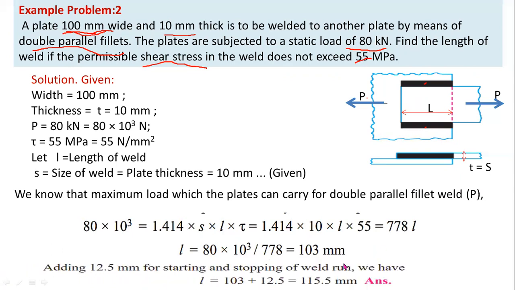After that, you have to add 12.5 mm for starting and stopping of the weld run. So the total length of the weld L equals 103 plus 12.5 mm, equal to 115.5 mm, is the length of the weld.